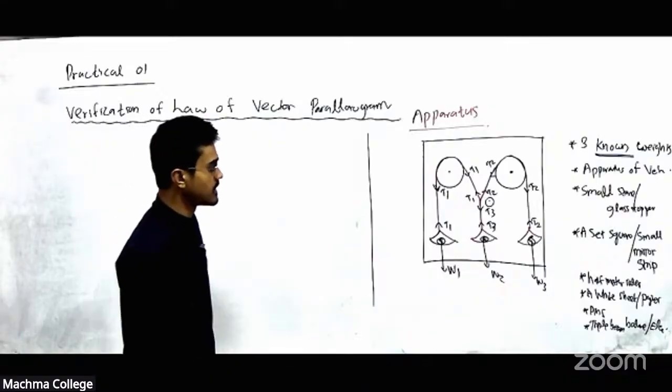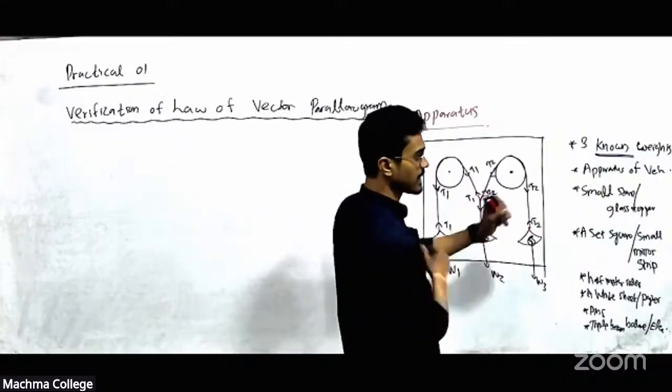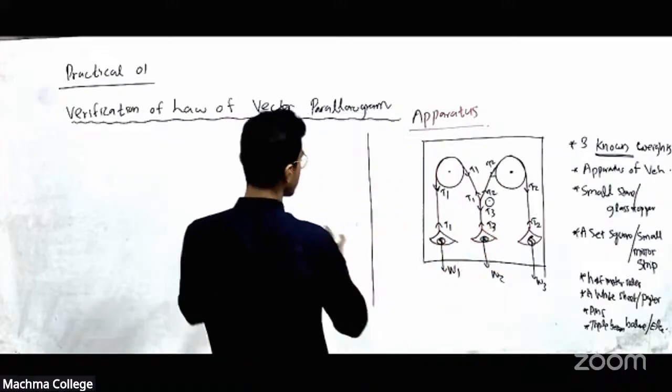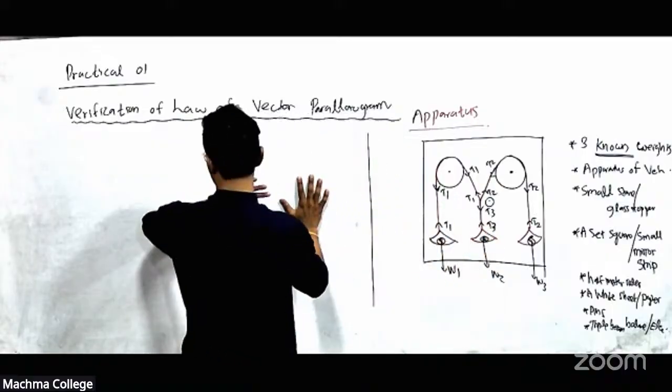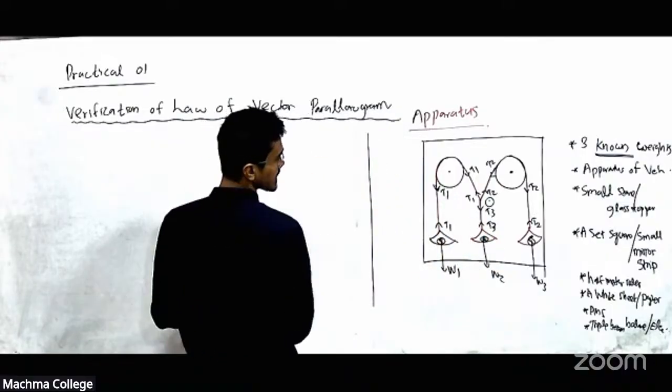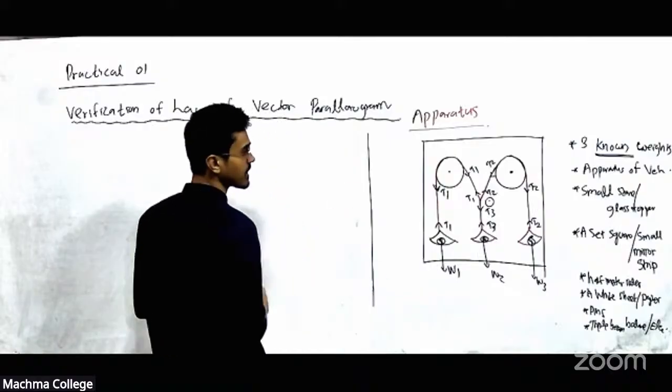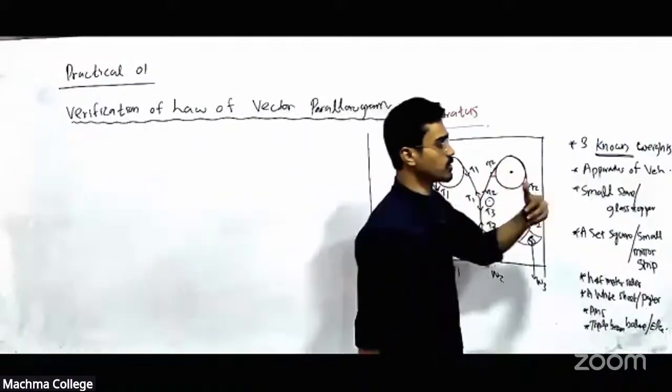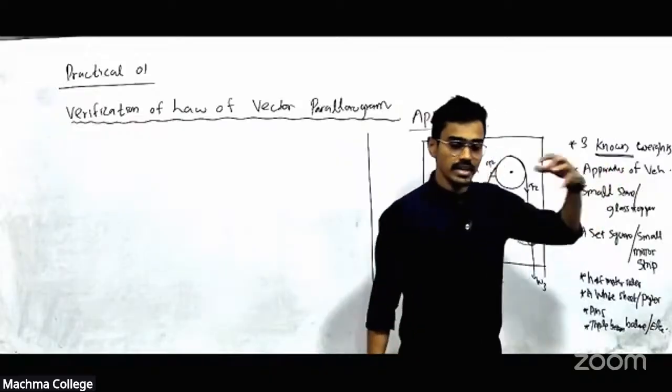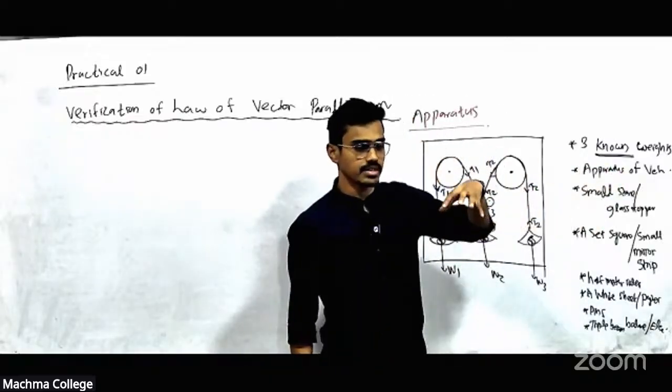Right. Listen. Now I'm going to explain the method. This is the most important part in an experiment. Method means this is the core of the experiment. The part you need to understand in any experiment is the method.